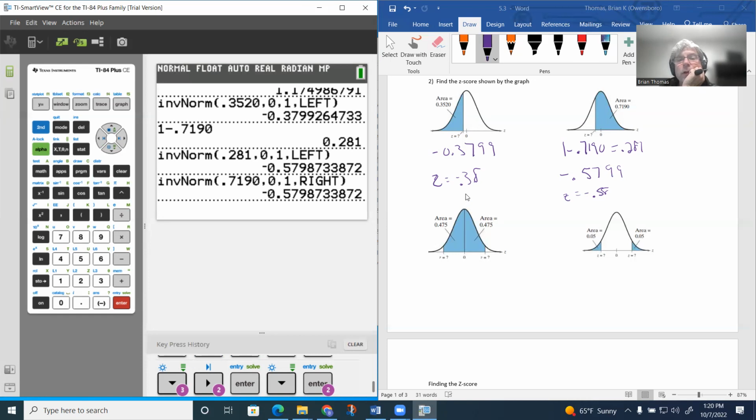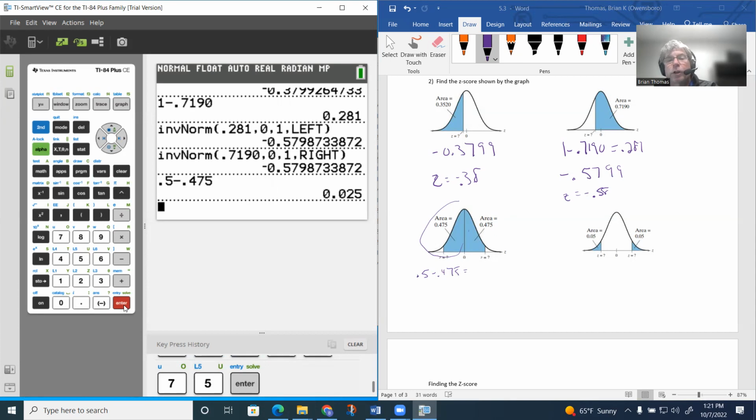So for this next example, remember the area of the curve is 1. So the halfway point would be 0.5. All of this over on the left side would represent 0.5, but we're also missing part of that 0.5. So if I go 0.5 minus this 0.475, that'll give me the left side I'm missing. What is 0.5 minus 0.475? That's going to be 0.025. So this little area here would be 0.025.